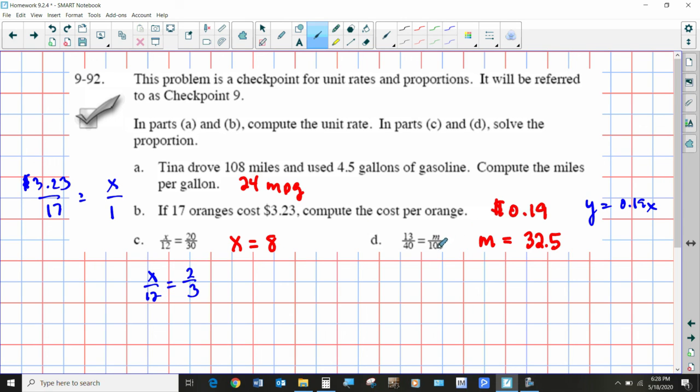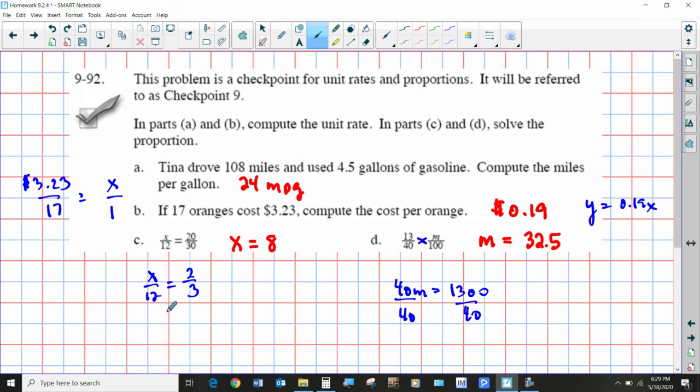If you didn't want to do that, you could always cross multiply. 40 times m is going to be equal to 13 times 100. So now we just have to divide both sides by 40 because that's what we do when we're solving a one-step equation. 40 times m is 1300, so 13 divided by 40 will tell you what that m is, and that's where you're going to get 32.5.